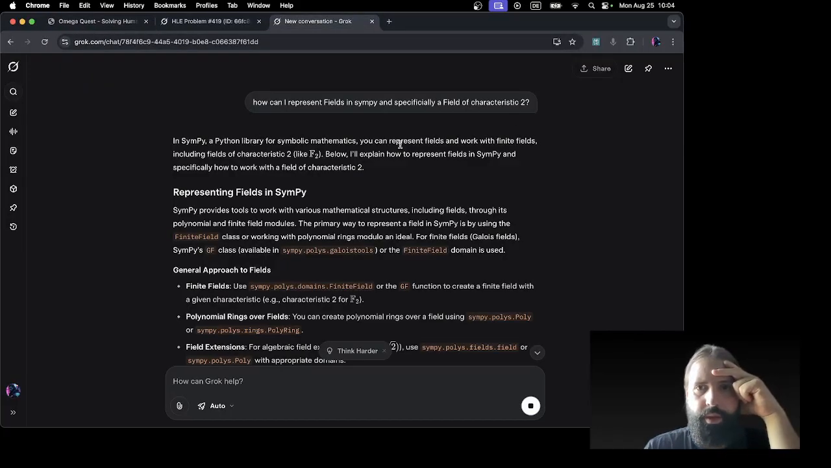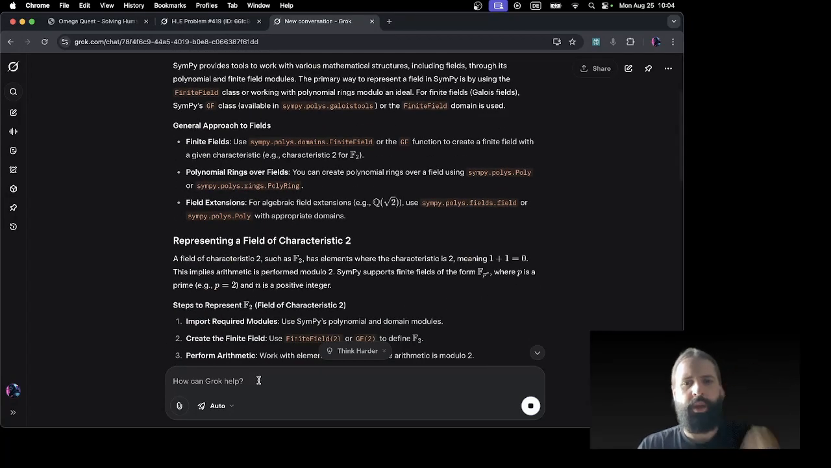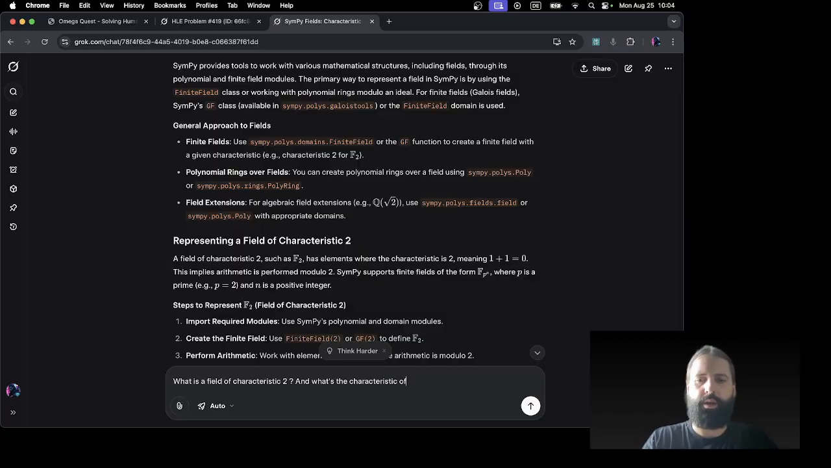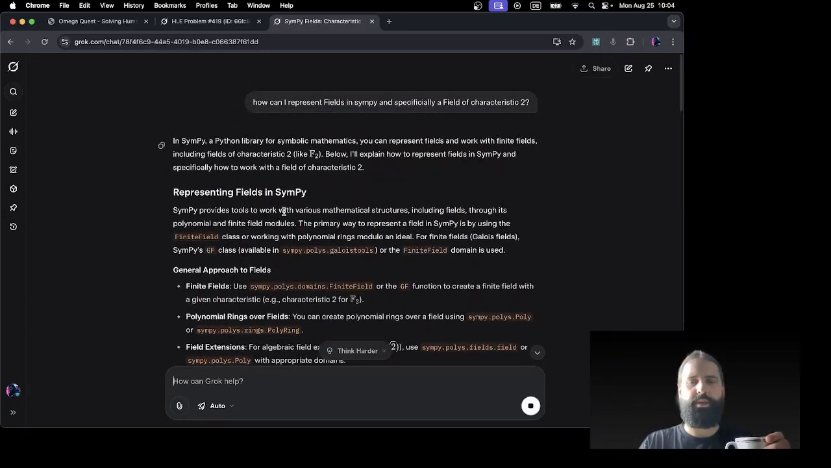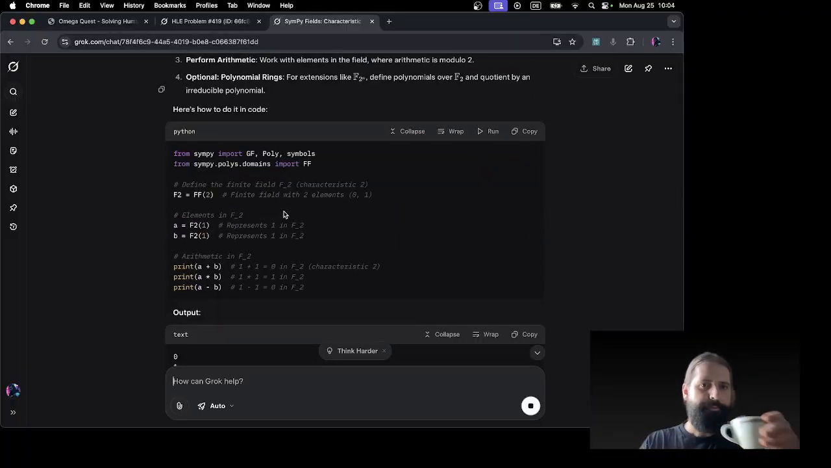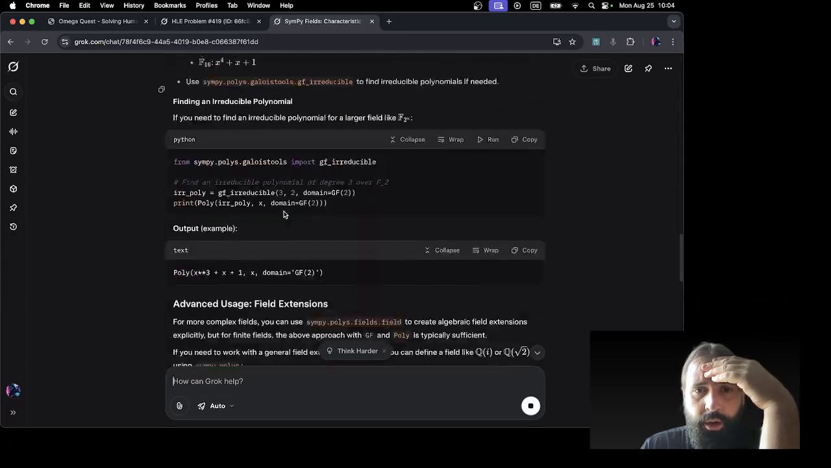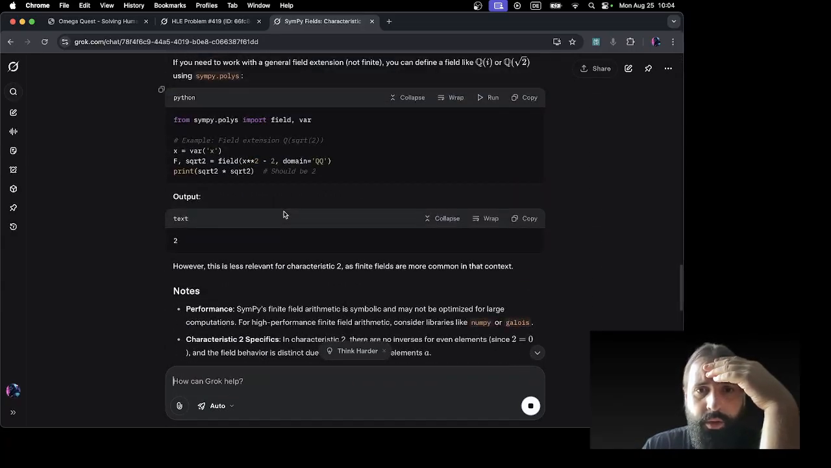So you can represent fields and work with finite fields, including fields of characteristic 2 like F2. So first of all, what is a field of characteristic 2? And what's the characteristic of that field? Maybe something like dimensions. I think we talked a bit about this. I like this, don't get me wrong, but I have the feeling that those things are too long. Okay, so where was I?